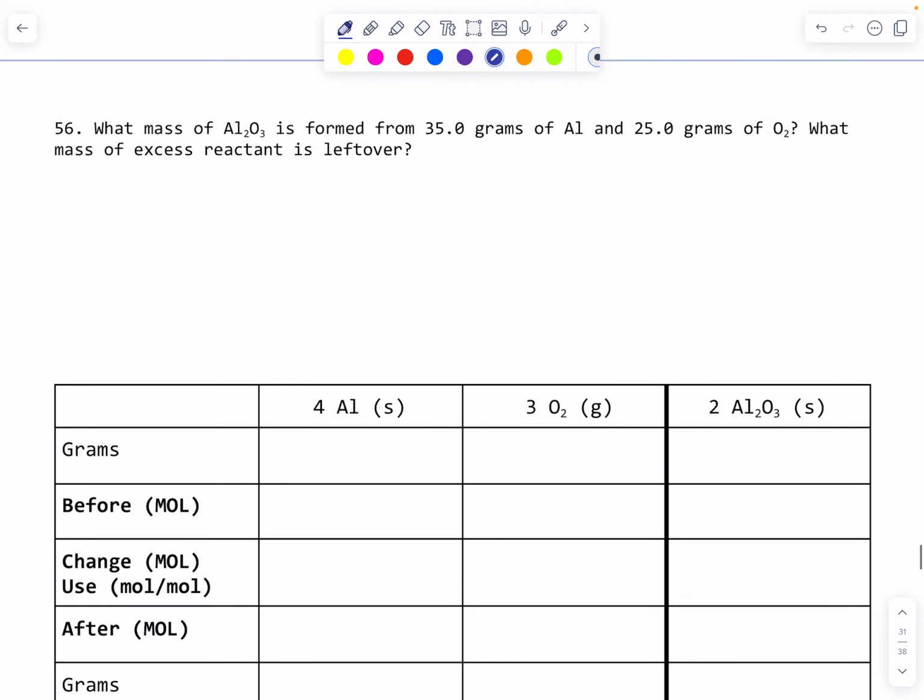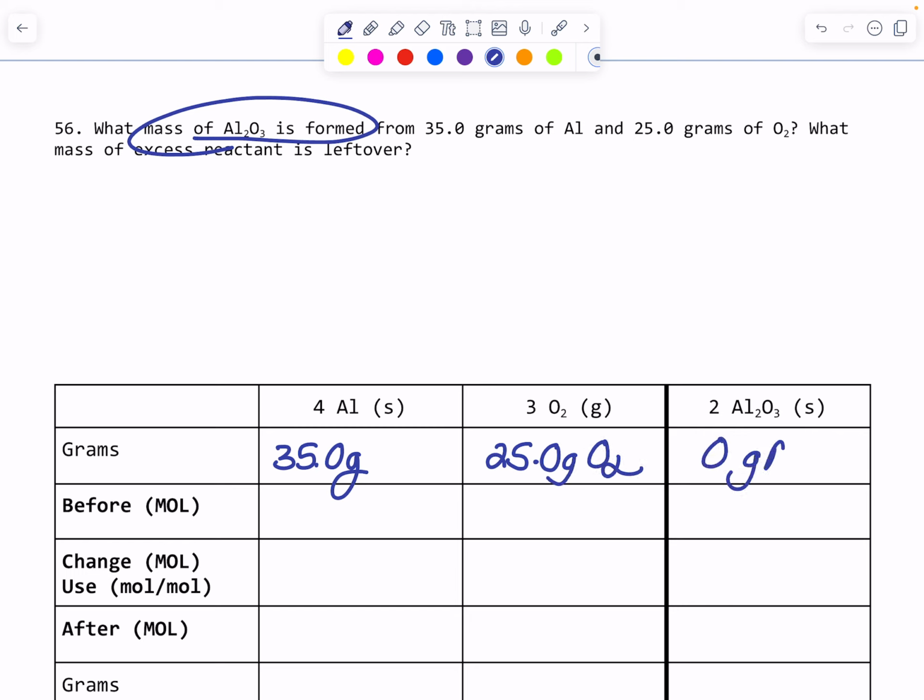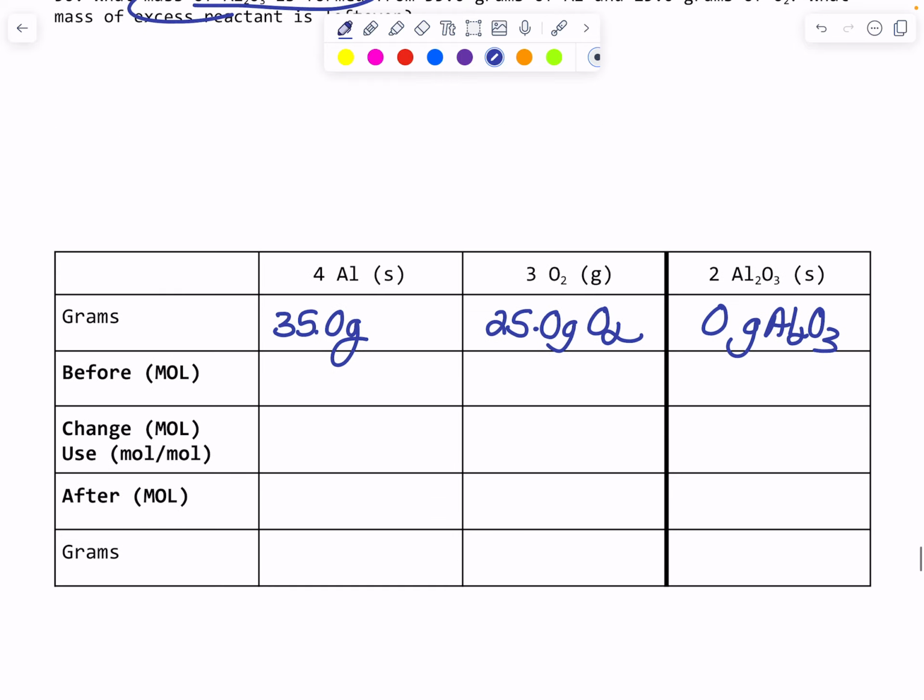And number 56 is another one that you can try on your own. What mass of aluminum oxide is formed from 35.0 grams of aluminum and 25.0 grams of oxygen, right? I would start out with 0 grams of aluminum oxide. So pause, see if you can answer this question, and then come back and check your work.